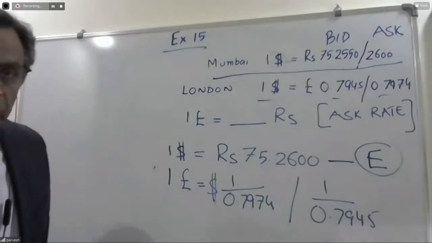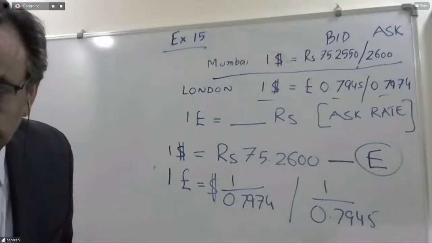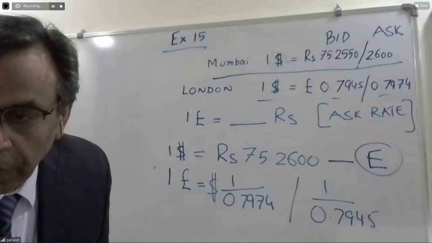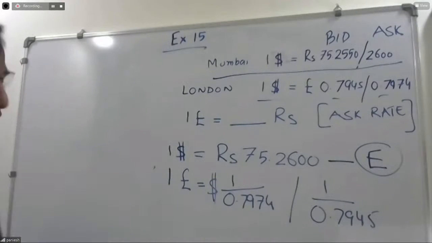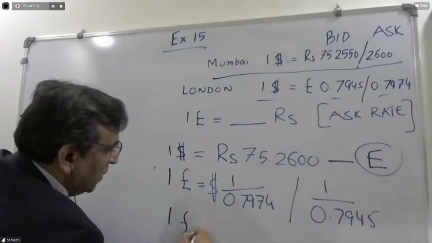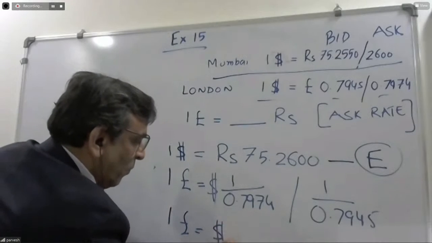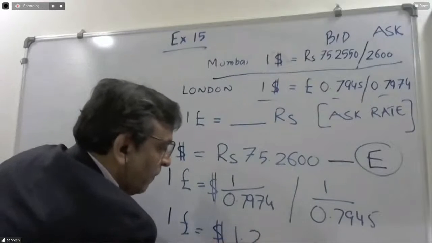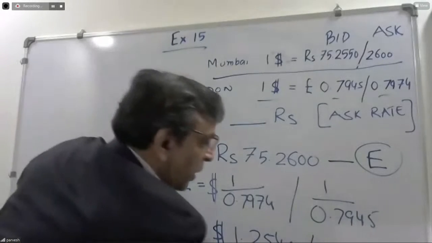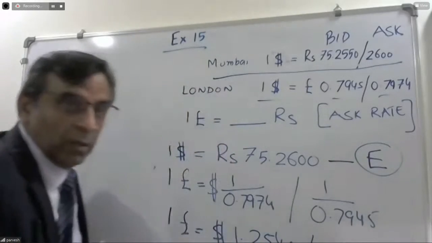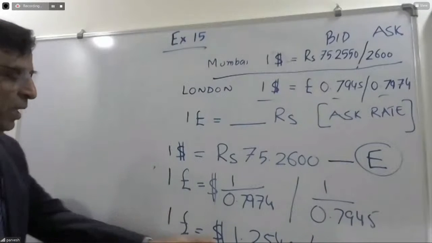So that means we'll convert that. So 1 pound is equal to how many dollars? 1.2540 / 1.2586. So this is the rate of pound in terms of dollars.